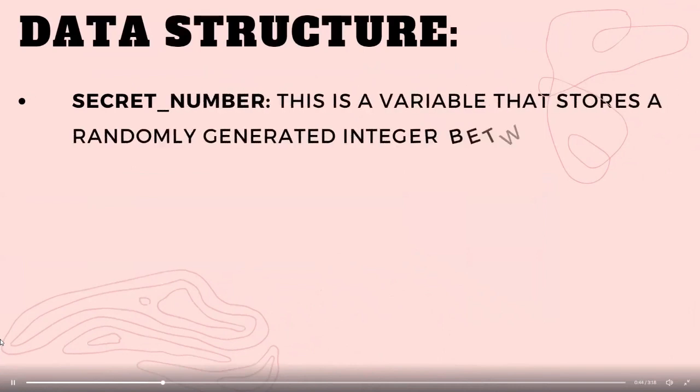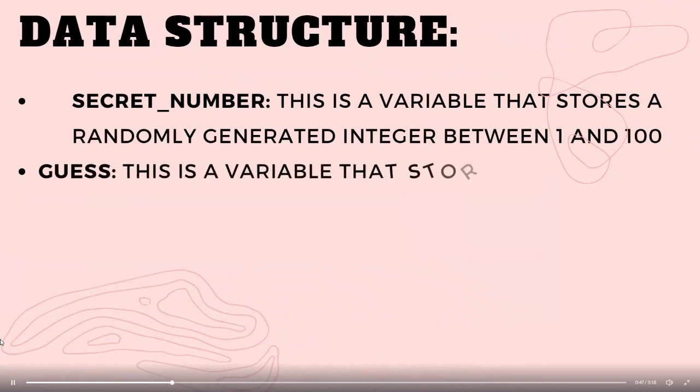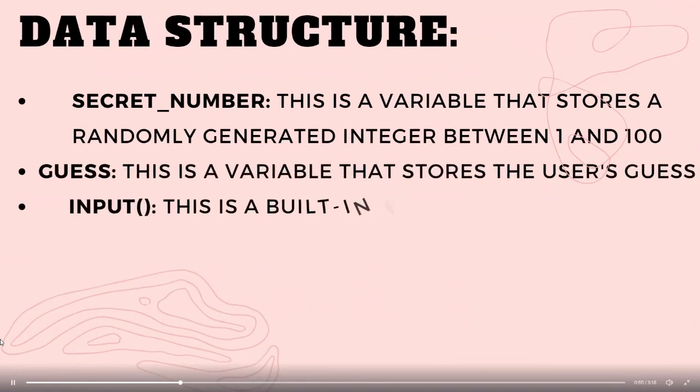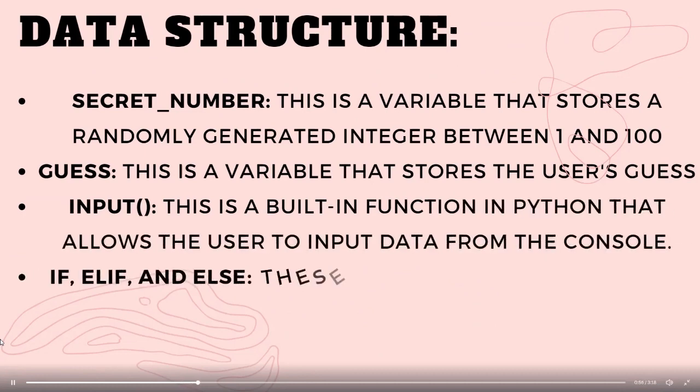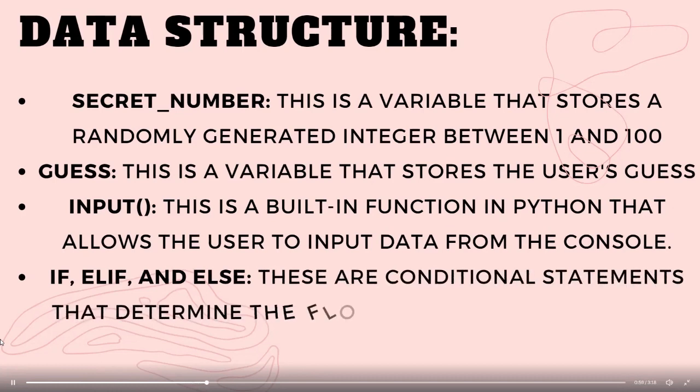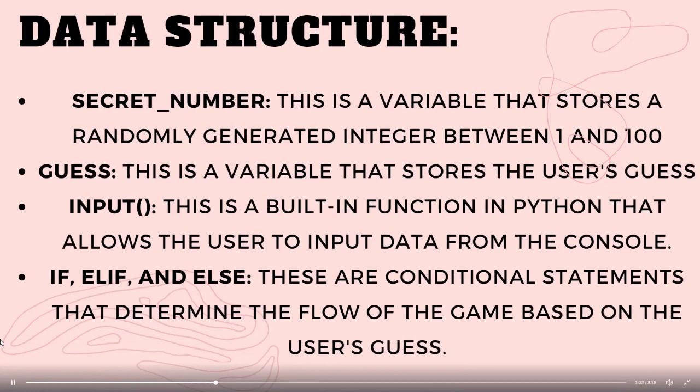So Desilim, you can proceed. The data structures used in this guessing game are, firstly, the secret number. This is a variable that stores a randomly generated integer between 1 and 100. It is generated using the randint function from the random module, which returns a random integer within a specified range. This variable represents the number that the user has to guess. Secondly is guess. This is the variable that stores the user's guess. It is initialized to an invalid value, 0, before the game starts, and it is updated with the user's input each time they make a guess.